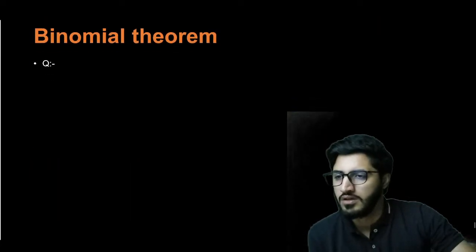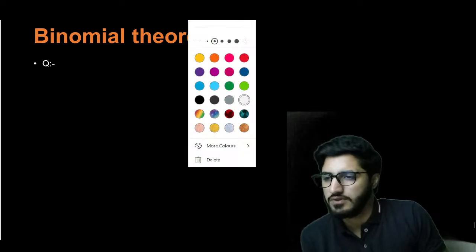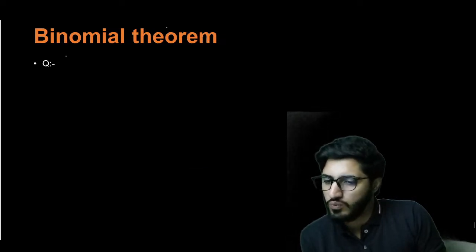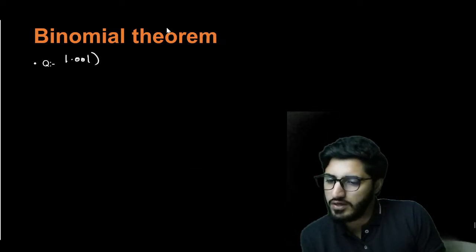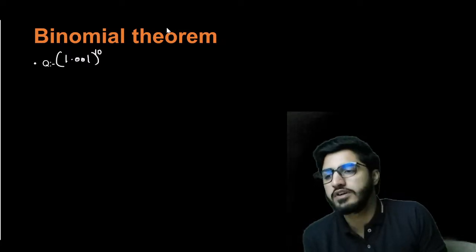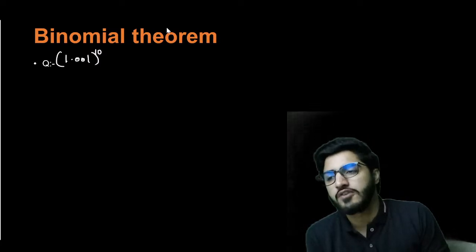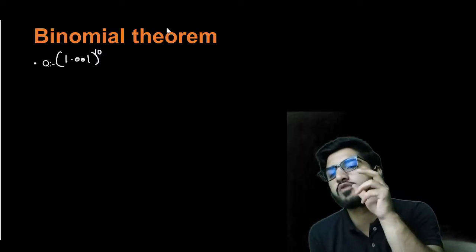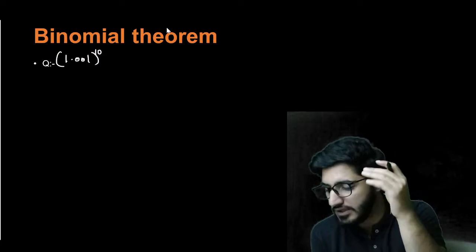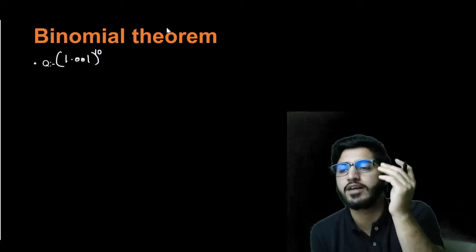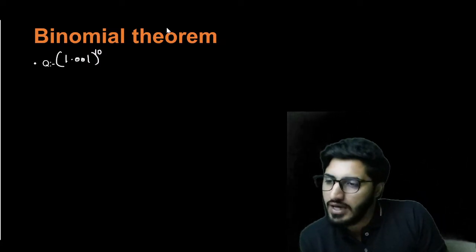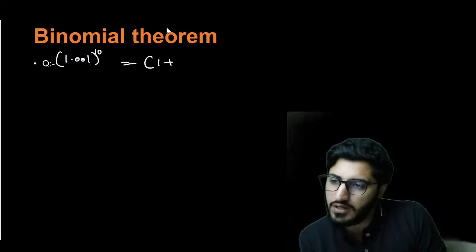Let's take a numerical to get clear. If we have 1.001 to the power 10, how will we get the answer out of it? We can use the binomial theorem. But for the binomial theorem, I have to break it into 1 + x, and x should be very small compared to 1. So I can write it as (1 + 0.001) to the power 10.